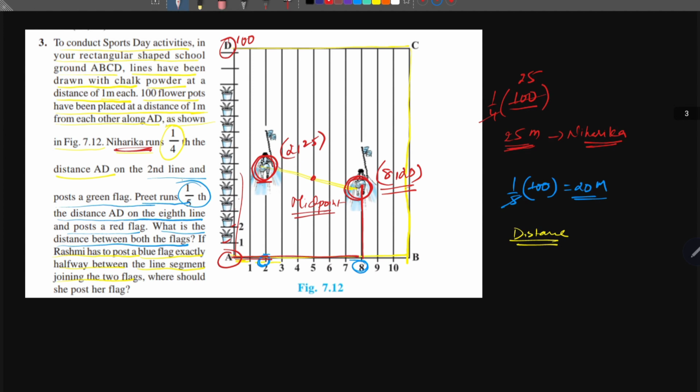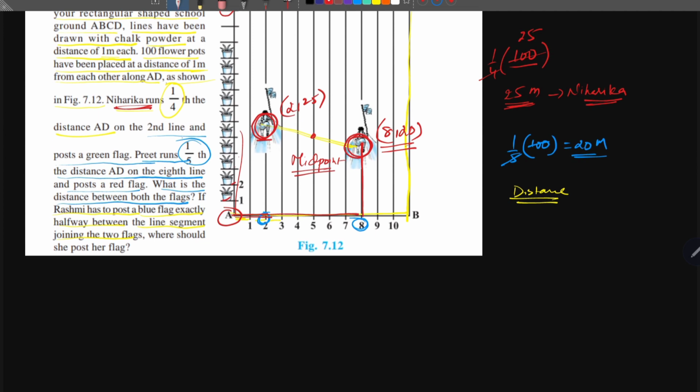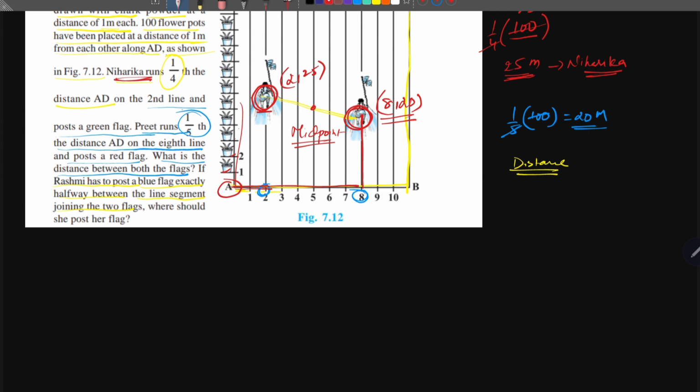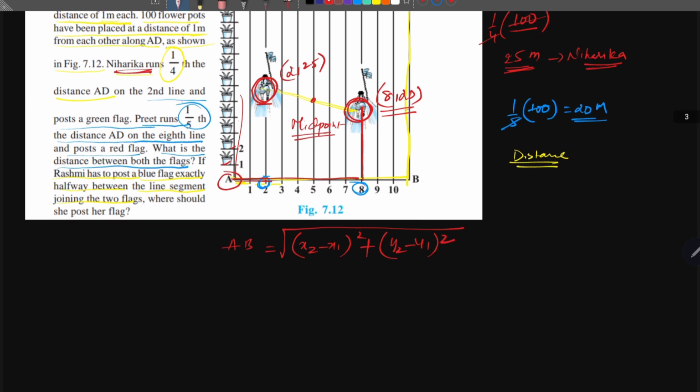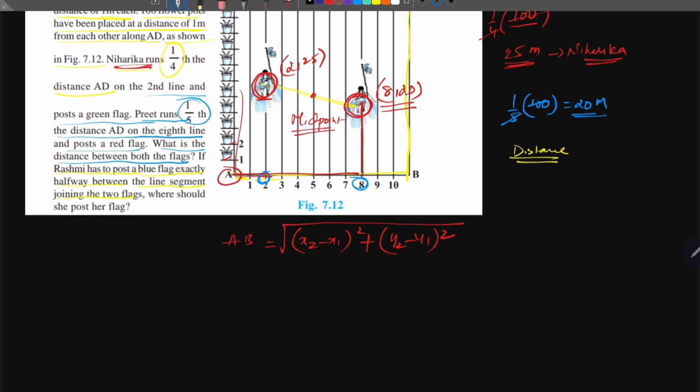Now these are the two different points. Now I'll apply the distance formula between them. Let us think A and B are these locations. Therefore the distance formula I can write as the square root of x2 minus x1 whole square plus y2 minus y1 whole square. Got it? Replacing x1, y1, x2, y2, I get 8 minus 2 whole square plus 20 minus 25 whole square.